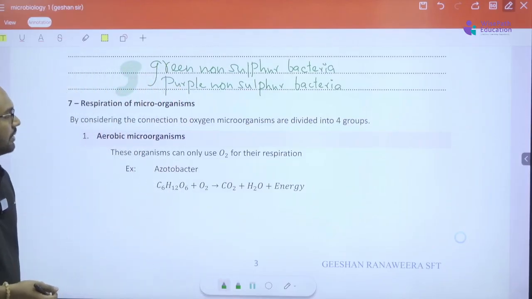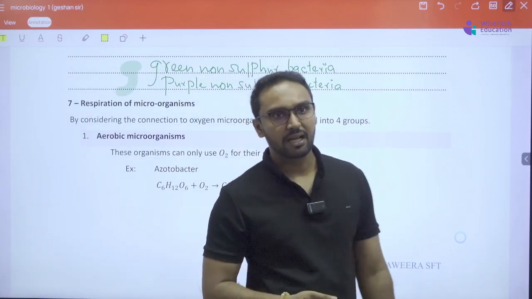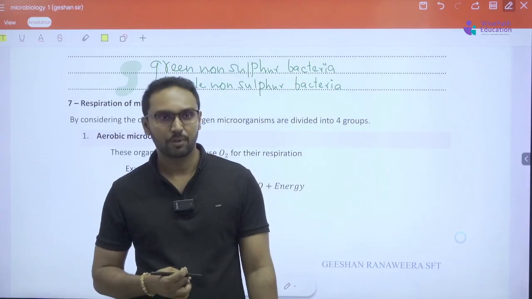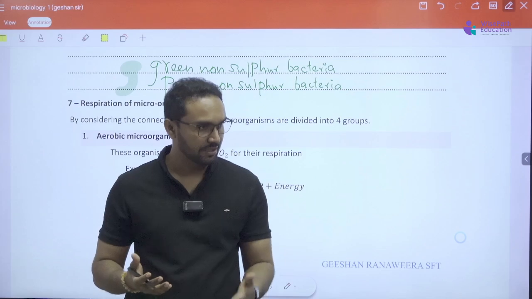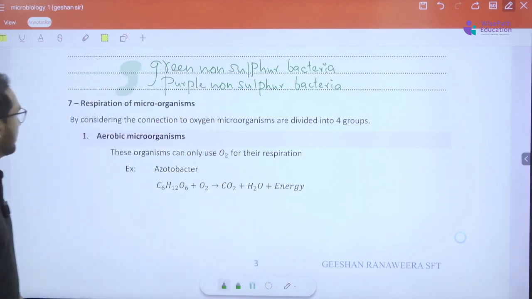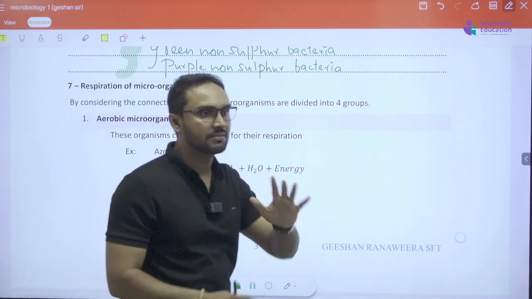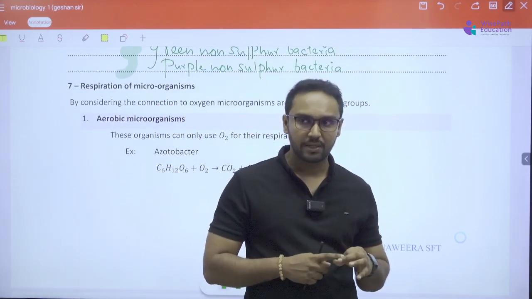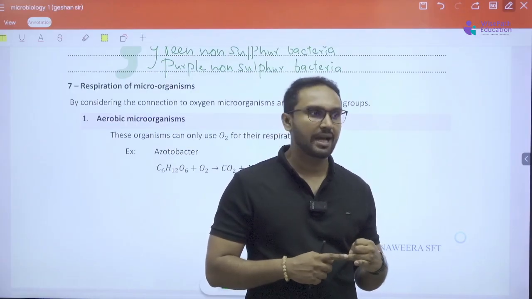Now this respiration is there to produce energy. All the respiration types are responsible for the production of energy. So now come to the aerobic respiration. There are 4 types of respiration. First one is aerobic respiration. Second one is facultative anaerobic. Third one is microaerophilic. Fourth one is anaerobic.